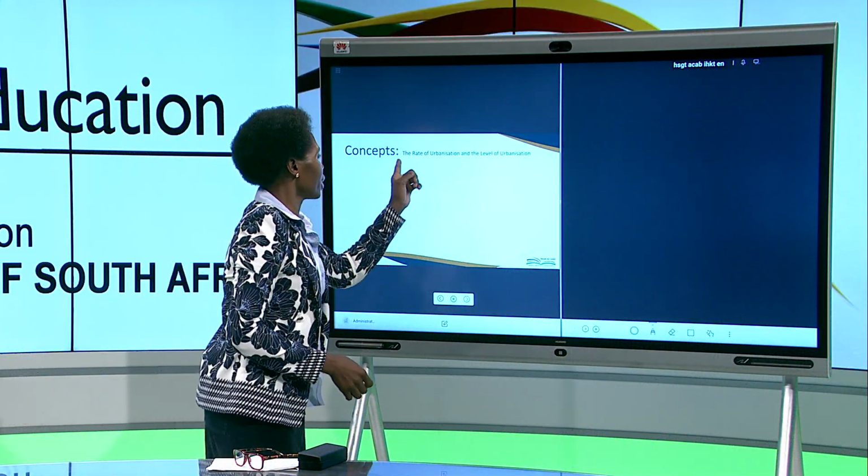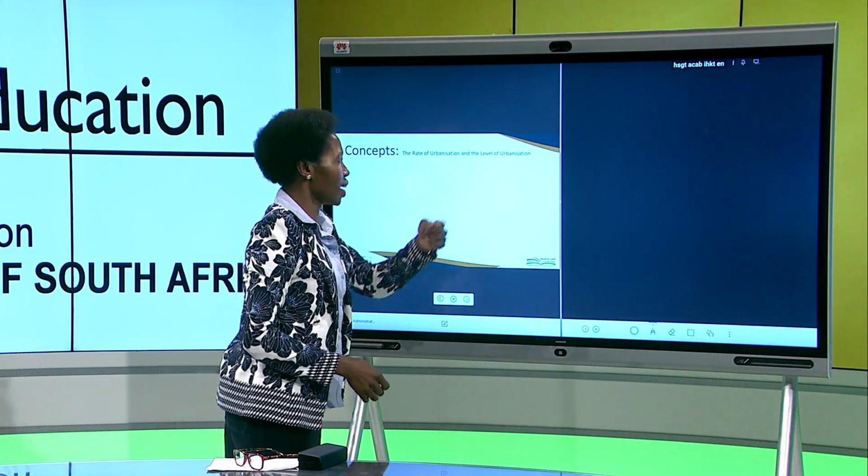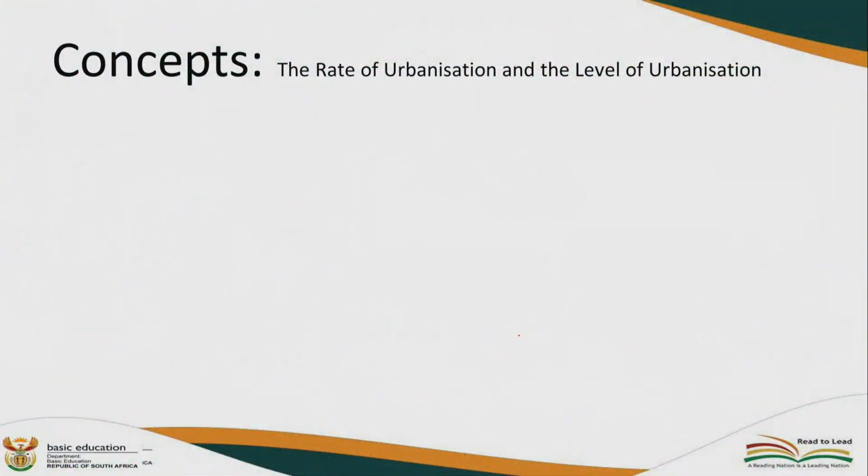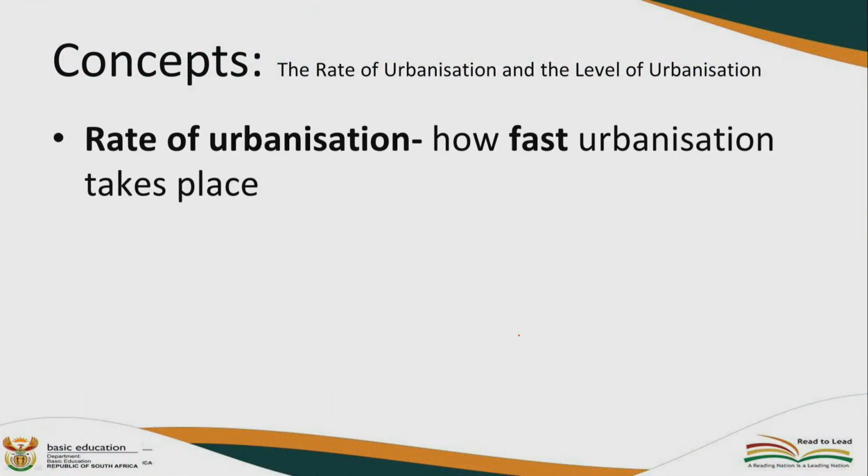The first one is the rate of urbanization. When we look at the rate of urbanization, we are focusing on the speed. What is the speed at which urbanization is occurring in urban areas? So we look at how fast urbanization takes place, how the development, which means the transformation of rural areas, becomes urban areas where we have more functions.